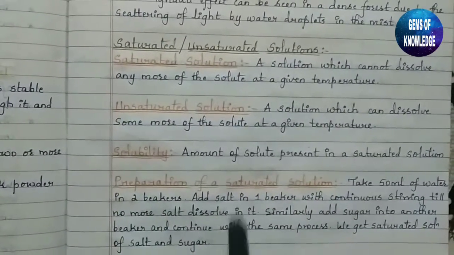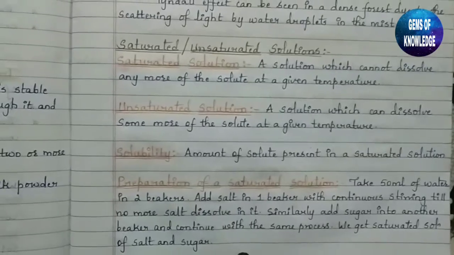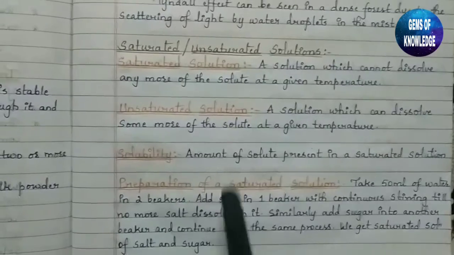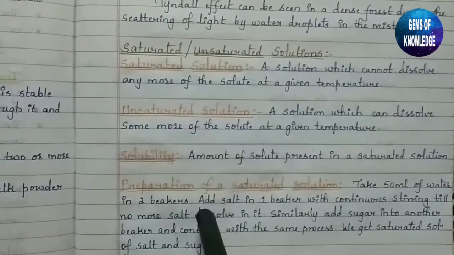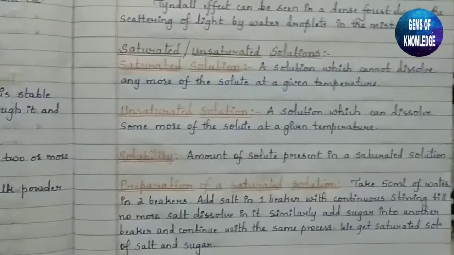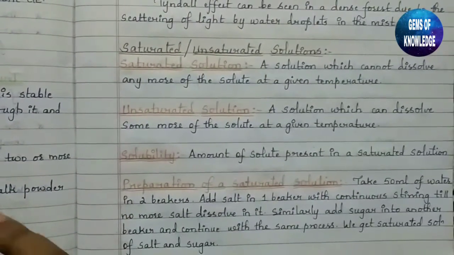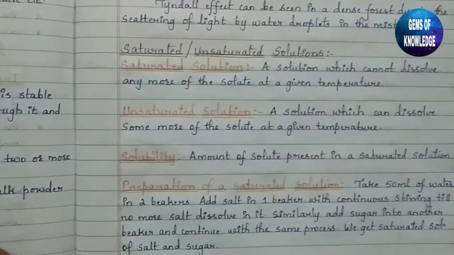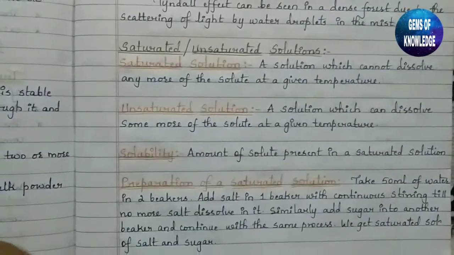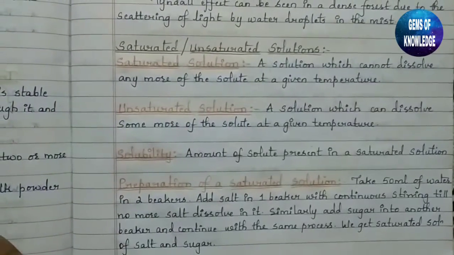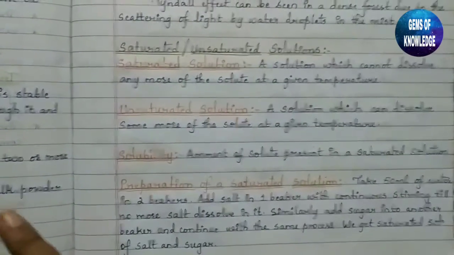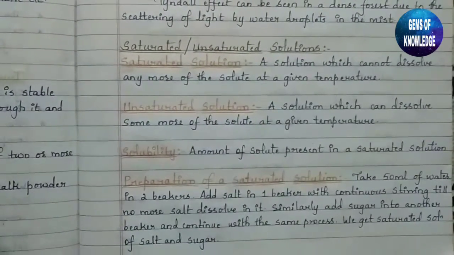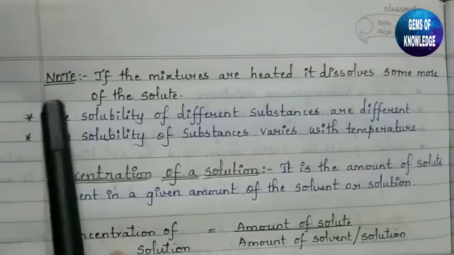So here, in both cases, we get a saturated solution of salt and sugar, because both salt and sugar are continuously dissolving into the solution. But at some point both the salt and sugar will stop dissolving. So at that temperature, at that point, we can say that we got a saturated solution of that particular liquid.